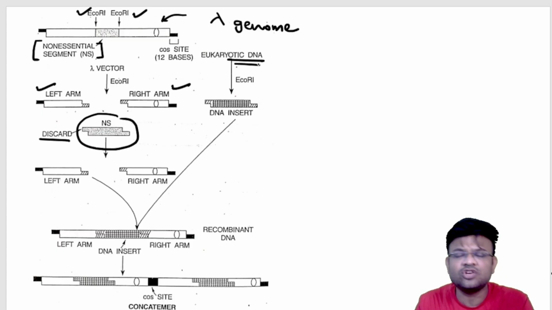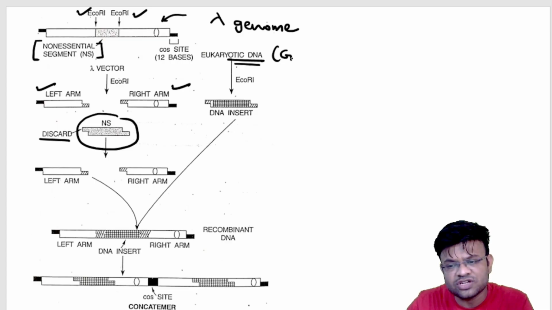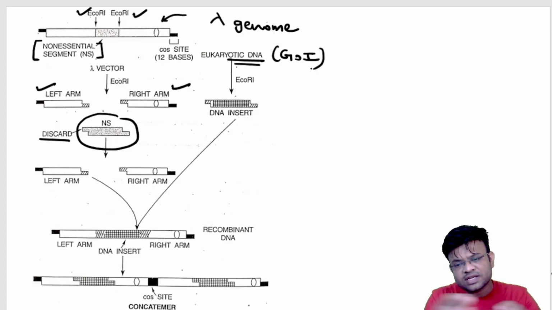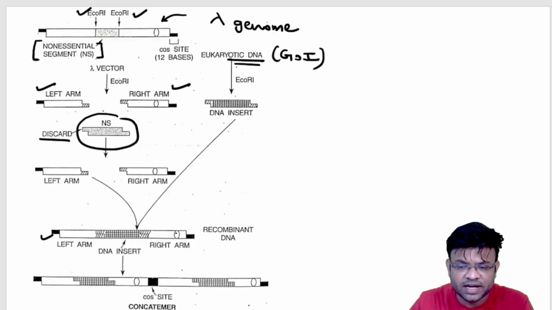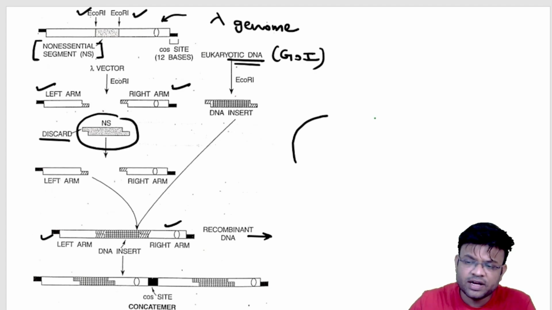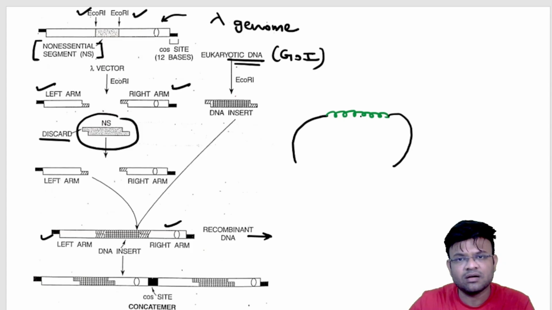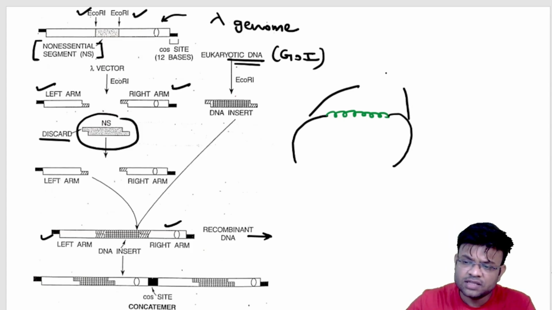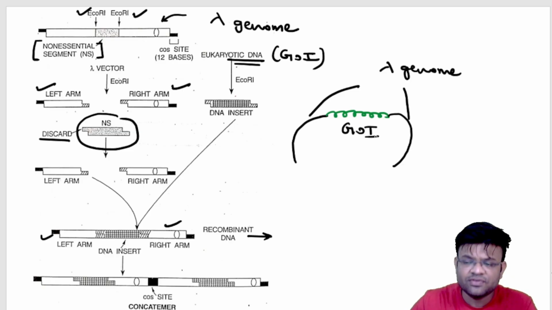Now we have eukaryotic DNA, which you can also call the gene of interest. This gene of interest is integrated between the left arm and the right arm like this. Right? So this is called the recombinant DNA. Why are you calling it a recombinant DNA? Because let us say this is the lambda phage DNA, and you are integrating your DNA of interest over here, and then something like this has been done. That means these two are the lambda genome, and this is your gene of interest that you have integrated. That is why it is called recombinant DNA.